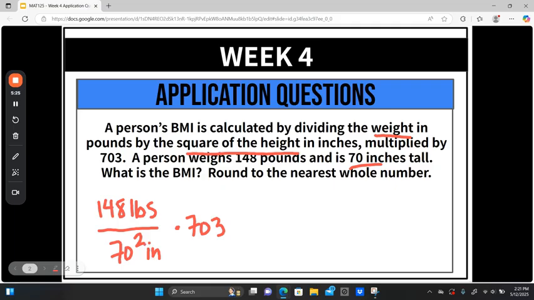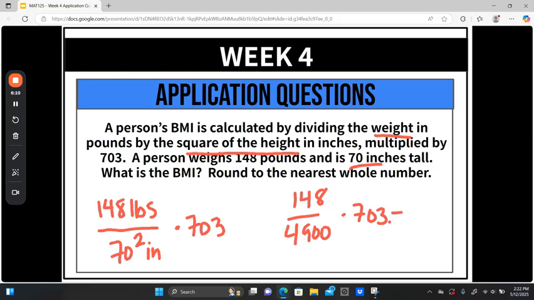All right. So order of operations says that we need to take care of the exponent first. So when we take 70 squared, this will become 148 over 4,900 times 703. Okay? Now we're going to divide 148 divided by 4,900 times 703.